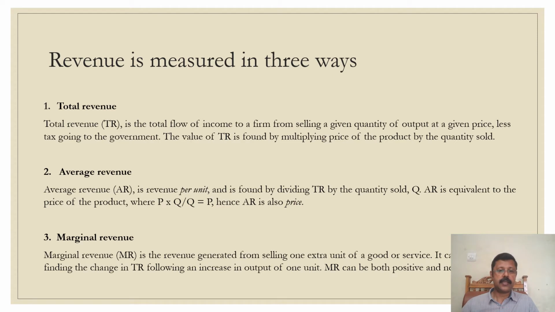Average revenue is nothing but the total revenue divided by the quantity sold. Total revenue divided by the quantity, we get average revenue. Marginal revenue is revenue generated from selling one extra unit. If you decide to produce one more extra unit and to sell it, what is the revenue that you get from the extra additional unit? That is called marginal revenue.